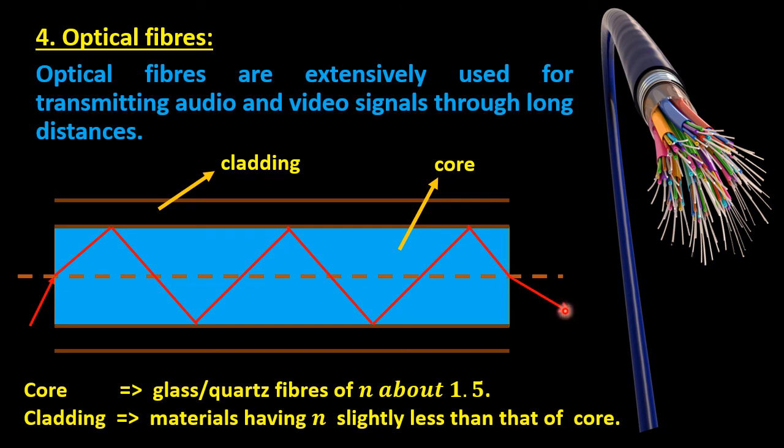So the signal which is entering the optical fiber will suffer multiple total internal reflections. Here is the first total internal reflection, here the second, third, fourth, and similarly it goes on and comes out of the other end of the optical fiber. In this way we transmit the signal from one end of the optical fiber to the other end.